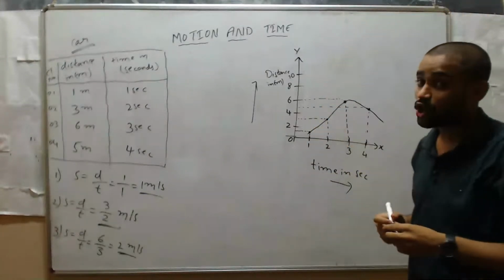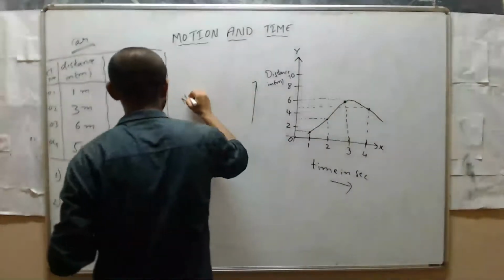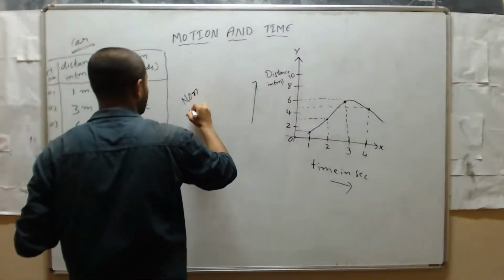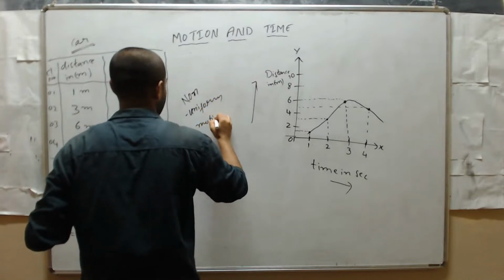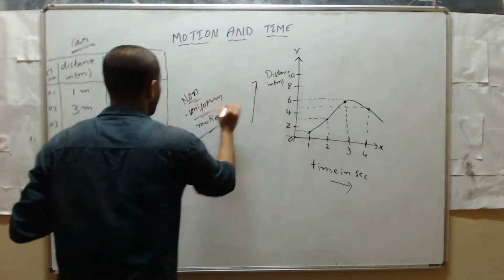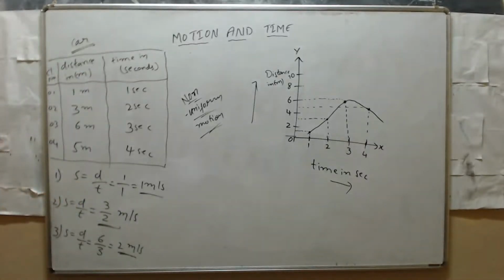This is called non-uniform motion, students. Then the car travels in a non-uniform motion. Is it clear, students?